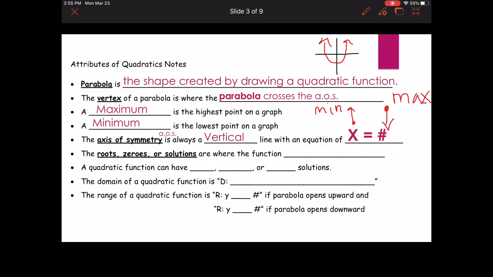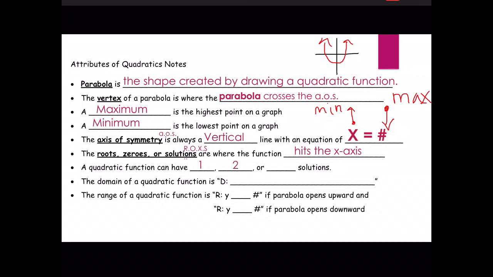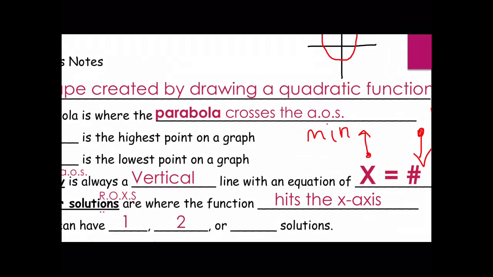Then we have our roots, zeros, or solutions, and we also call those our x-intercepts. That is where the function hits the x-axis or crosses the x-axis. So if you look up on this graph up here, we have two spots where it crosses the x-axis. And so a quadratic function can have 1, 2, or possibly no solutions. Those are our three options.